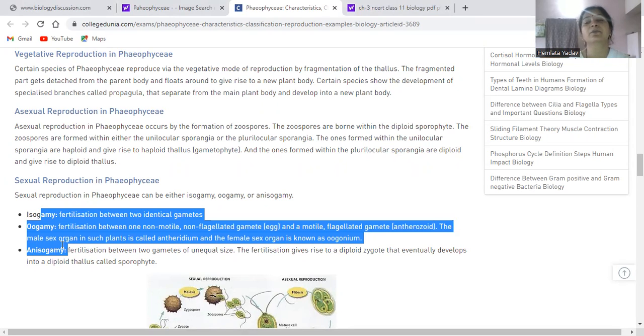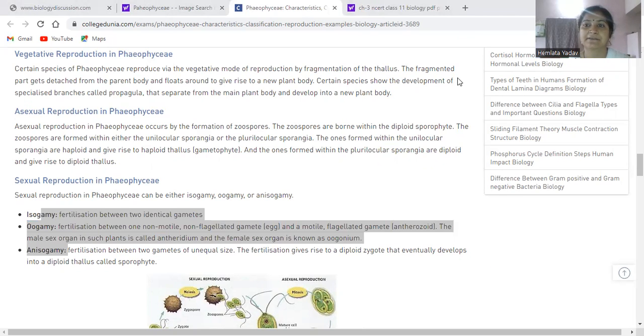If the gametes are morphologically similar, meaning they have the same structure, we call them isogametes. And the fusion between two such gametes is isogamy. For example, in an alga like Phaeophyceae, if both gametes are oval shaped, of the same size and same appearance, I say that these are isogametes. And when they fuse, I call the fusion isogamy.